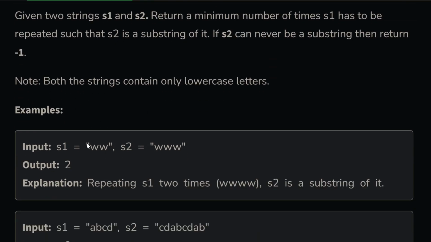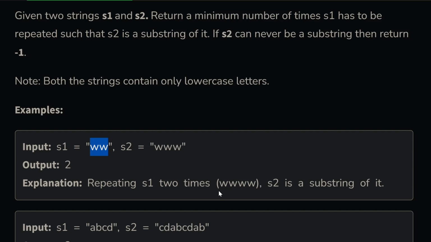So what it means is we have the s1 string and we want to repeat it as many times as we want, but the condition is s2 has to be a part of it. S2 has to be a substring of the repeated s1. Then we have to stop there, and we need to return the count.